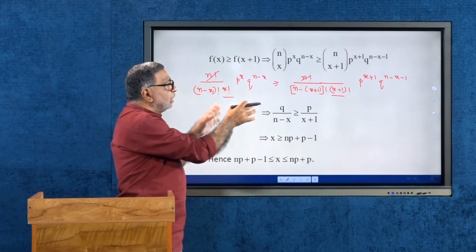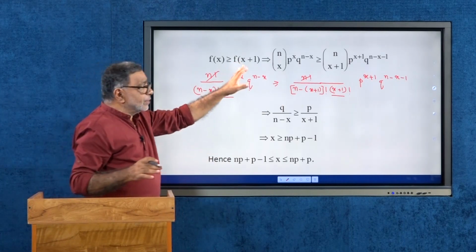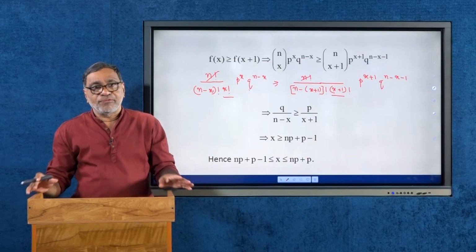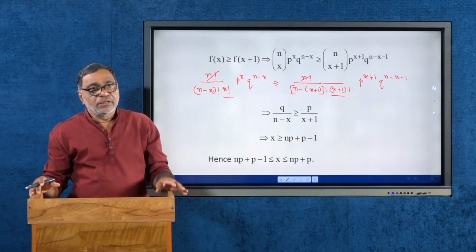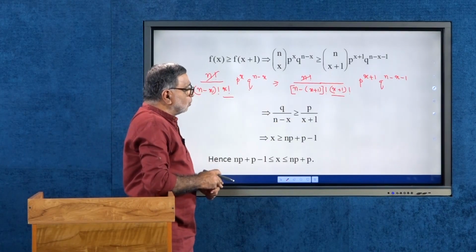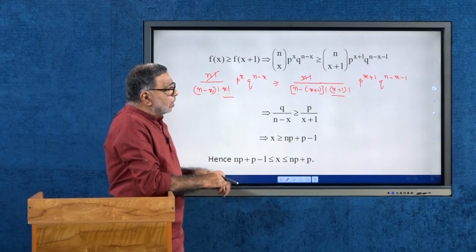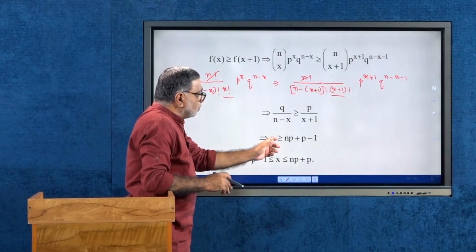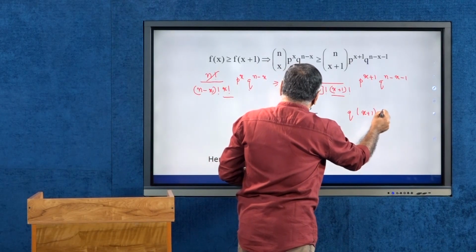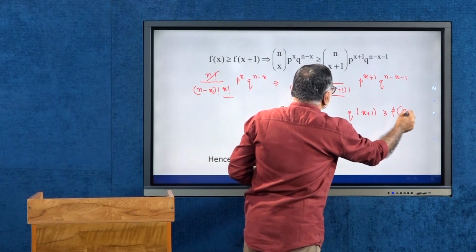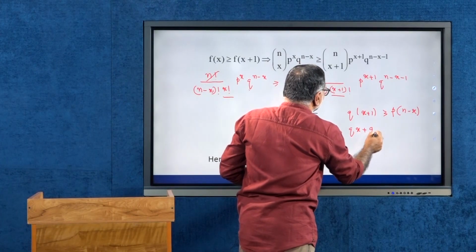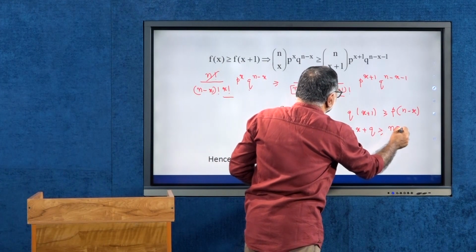So, when we have the expression of f of x and f of x plus 1 and simplify, that is, cancelling the common factors from the left side and right side, finally you have the expression q divided by n minus x greater than or equal to p divided by x plus 1. And this is cross multiplying, you have q into x plus 1 greater than or equal to p into n minus x, that is qx plus q greater than or equal to np minus xp.